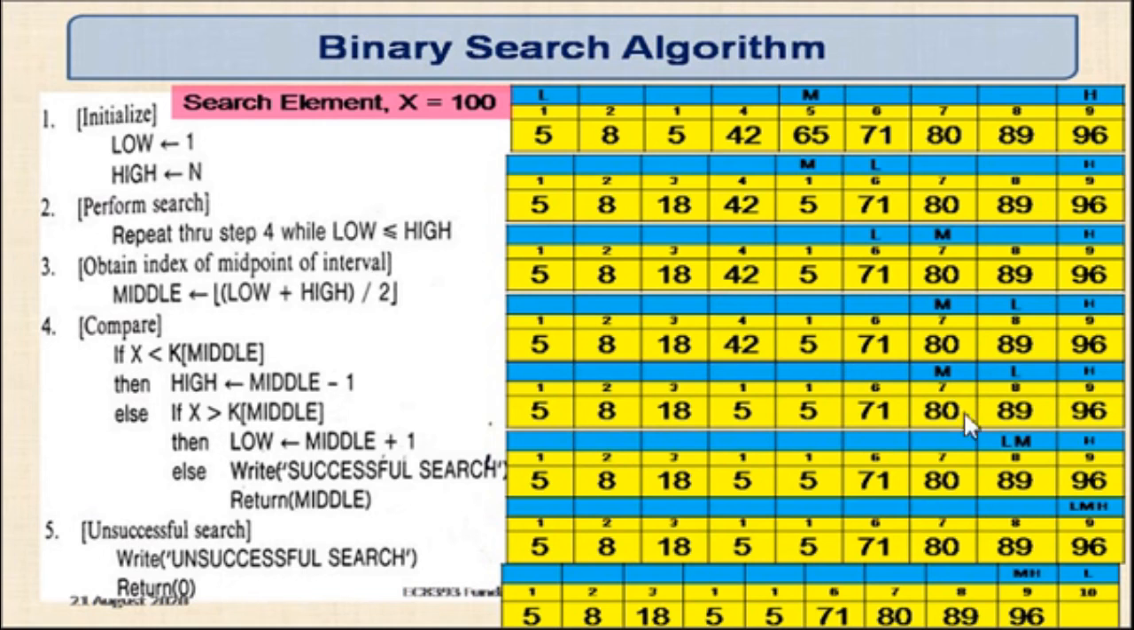Okay, it continues. Now also the condition low is less than or equal to high is satisfied because L is 8, H is 9. And it calculates a new middle value: low plus H by 2, 8 plus 9 by 2, so middle is 8. So it will keep the middle pointer at the 8th position. Now it checks: 100 is less than k of middle. What is middle? 8. So k of 8 is 89. 100 is not less than 89, so the condition fails. It will go to the else case. 100 is greater than 89, so it will adjust the lower pointer again to the new position: low is equal to middle plus 1.